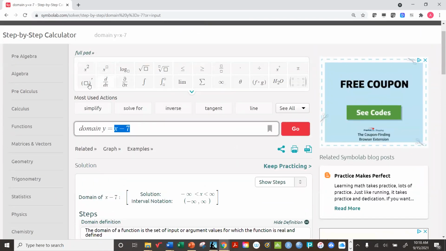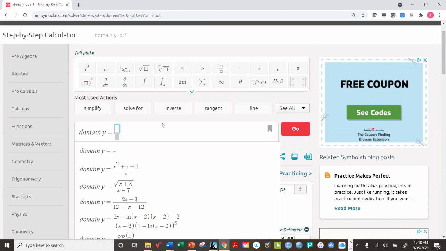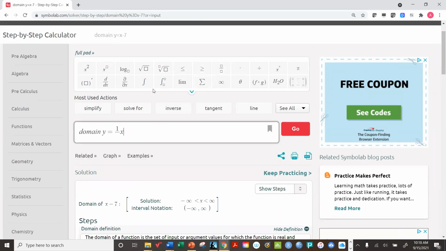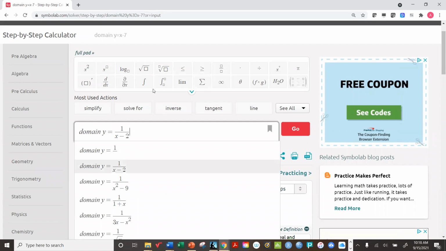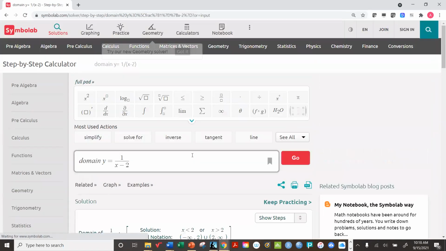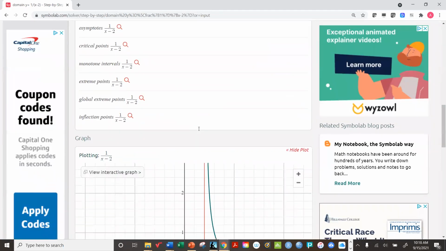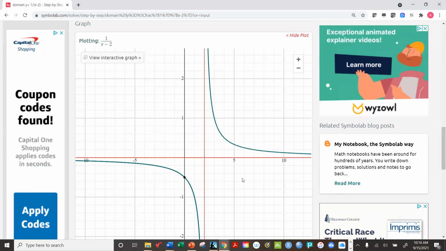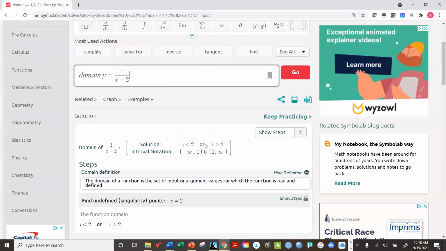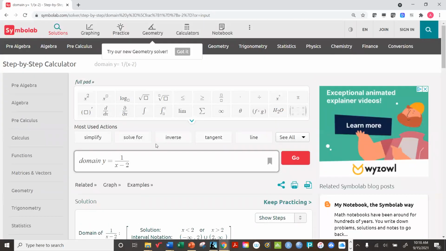Let me just try a quick example. 1 over x minus 2. Now we know that we cannot substitute a 2 into this. Let's see how it reacts to that. Huh. Wow. And it even gave us the graph. So you can see why x equals 2 is an asymptote. Man, I'm developing a bigger respect for this website. So that means that when you do your domains, you can actually double check your work on Symbolab.